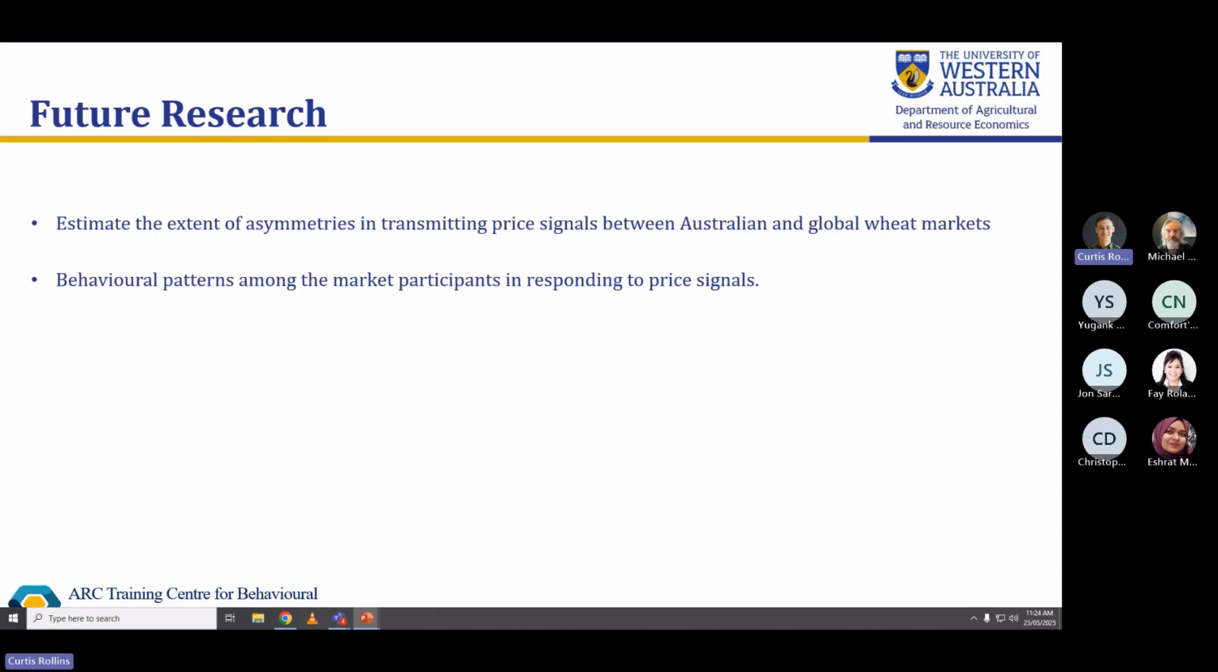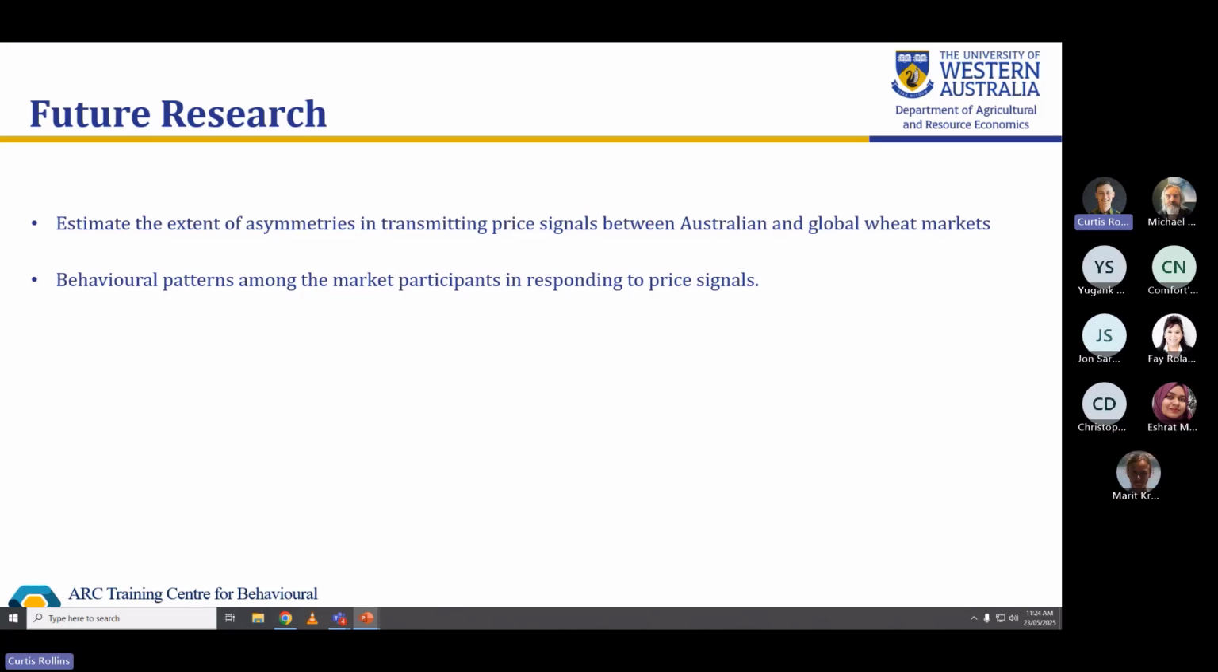We have not disentangled the causes of this inefficiency in the Australian wheat market, but future research could explore the asymmetries in transmitting price signals between Australia and global trade. Also, these inefficiencies are not only influenced by market fundamentals; the behavior of market participants can also have an impact on efficiency, and exploring the behavioral patterns among market participants in responding to these price signals would also help to understand these phenomena in a broader sense.